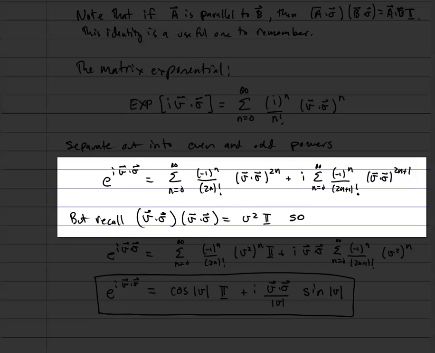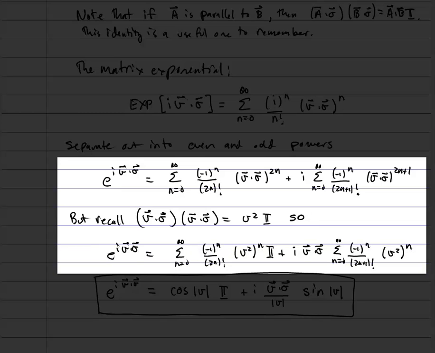v dot sigma times v dot sigma is equal to v squared times the identity matrix, because v is parallel to itself. That means that (v dot sigma) to the 2n is just (v squared) to the n multiplied by the identity matrix. And (v dot sigma) to the 2n plus 1 is just equal to v dot sigma times (v squared) raised to the nth power. Now you can see that the first summation is the power series for the cosine of the absolute value of v, and that's going to multiply the identity matrix.